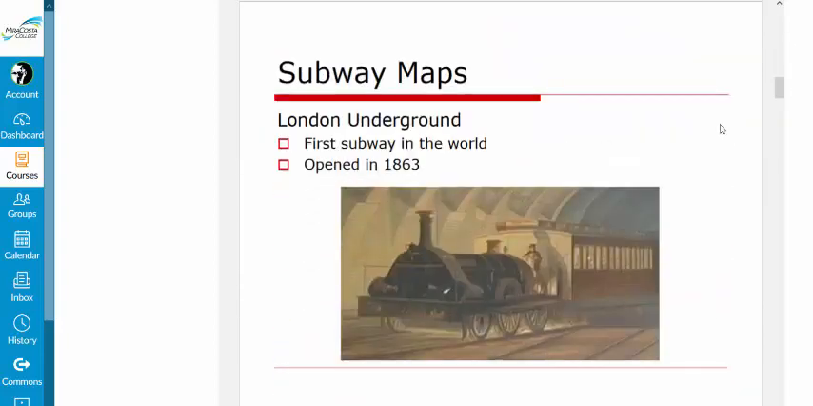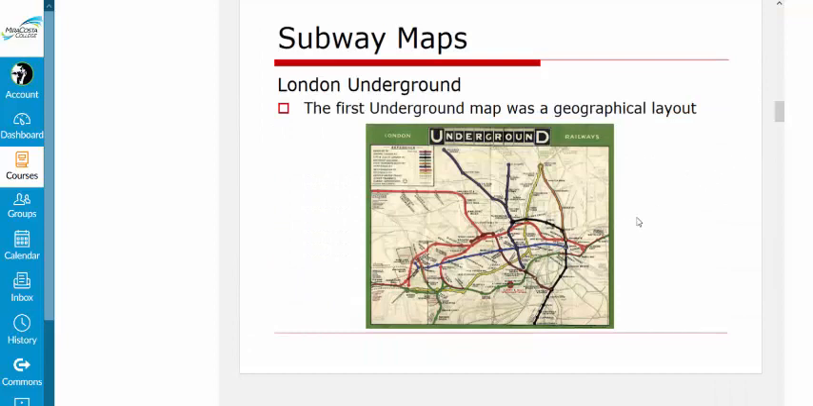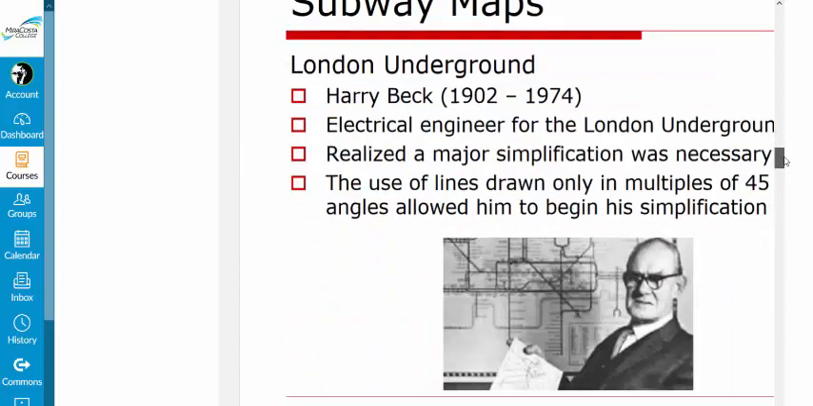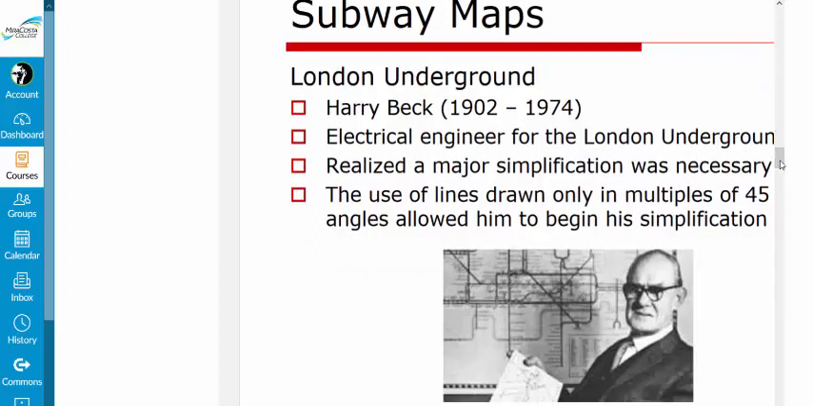The first subway map was the London Underground, which opened in 1863. And here's the first subway map, and you can see that it's a geographical layout. People didn't understand the new technology or how to design a map for it, so they just used what they knew. But along came Harry Beck, who was an electrical engineer for the London Underground, and he realized that the new technology needed a different and new type of map, something that was much easier to read.